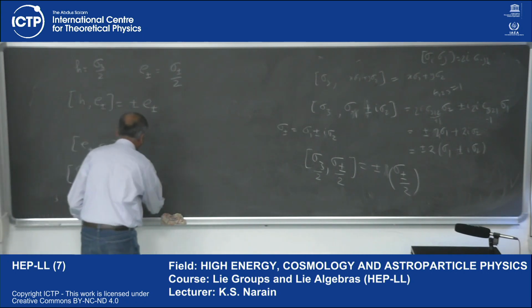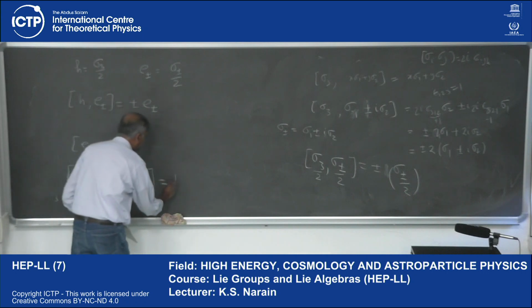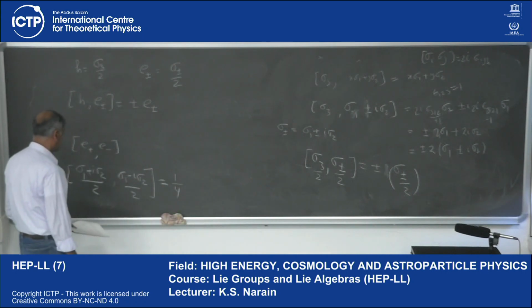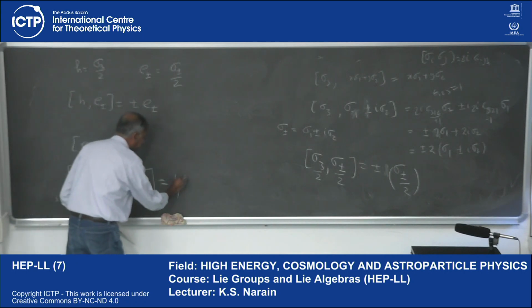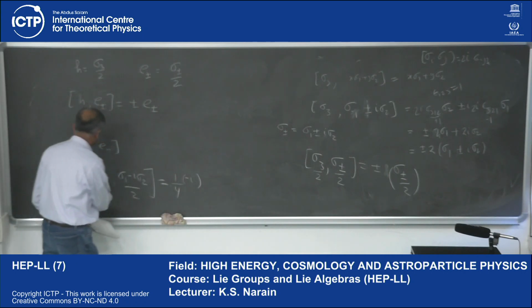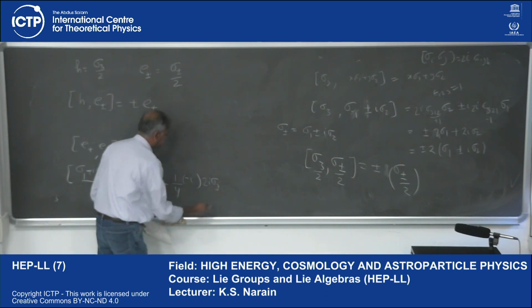Okay, let's see. So what is this? Let's look at that. Sigma 1 plus sigma 1 is 0. So we have sigma 1 with I sigma 2. So 1/4. Okay, 1/4 is from here. I minus I. And sigma 1 sigma 2 is 2I sigma 3.